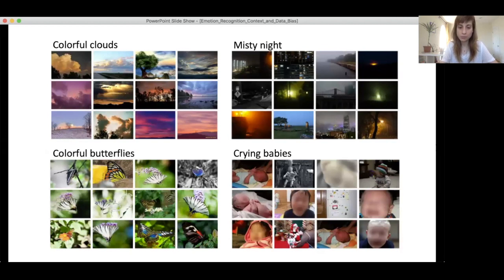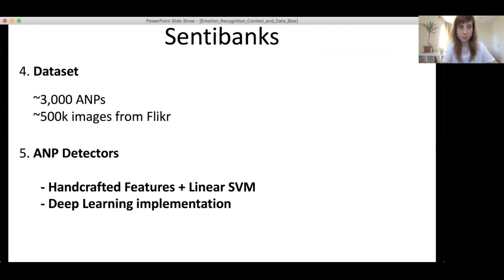Because of the way they collected this, they obtain these adjective noun pairs, like the ones I'm showing here. These adjective noun pairs are particularly meaningful from an emotional perspective: colorful clouds, crying babies, things that have an emotional impact. At the end, the authors collected around 3,000 adjective noun pairs and around 500,000 images from Flickr for each one of these ANPs. And then they could train ANP detectors, the detectors of these mid-level concepts.